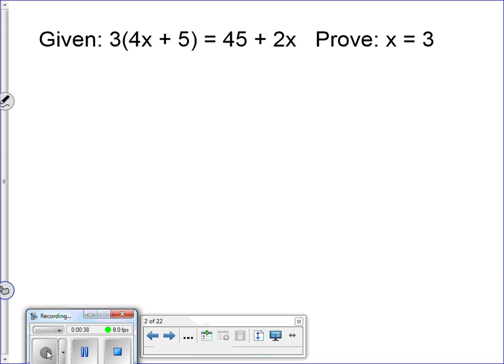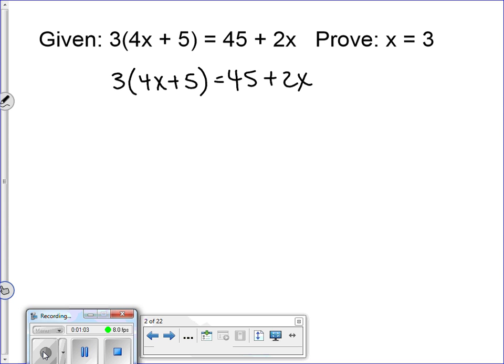Here is an algebraic equation, and we're going to prove that x is equal to 3 if the original statement is true, and it is. So I'm saying, given this statement, 3 times the quantity 4x plus 5 and so on, I want to prove that x is equal to 3. So before we get into two-column proofs, let's just do this our normal everyday way. What we're going to do is just solve this.